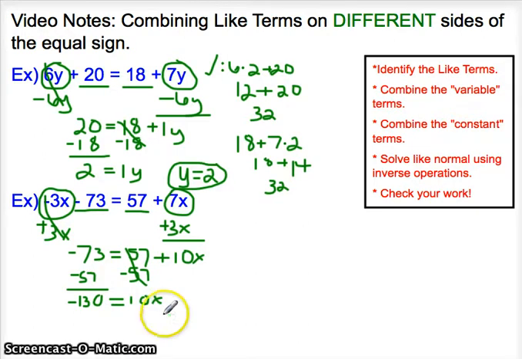Now our final step is to get rid of the 10. Since it's being multiplied, we're going to divide by 10. The 10's cancel out, and we're left with x. Negative 130 divided by 10 is equal to negative 13. That will be our final answer. And as always, we can check this in our calculator.